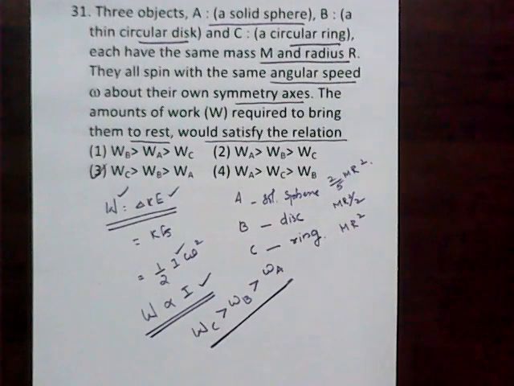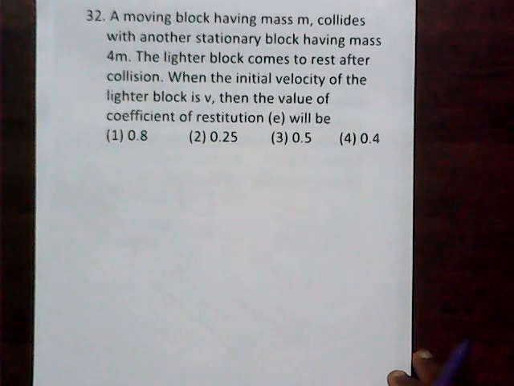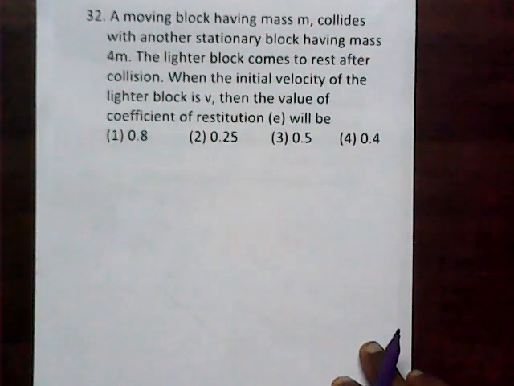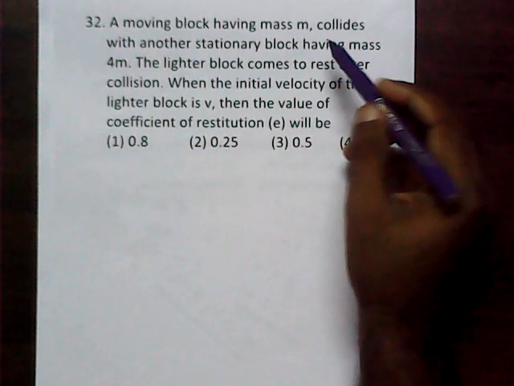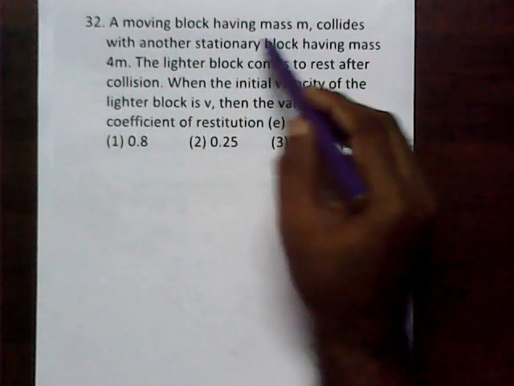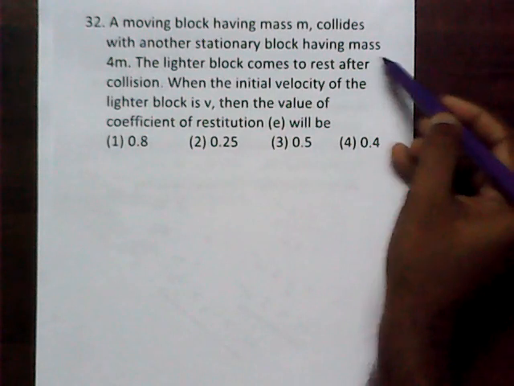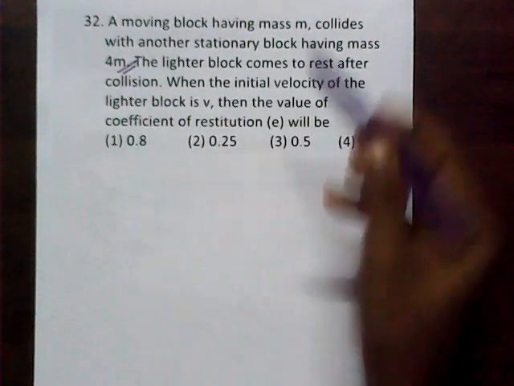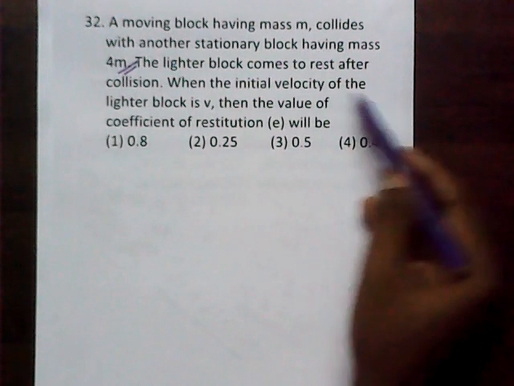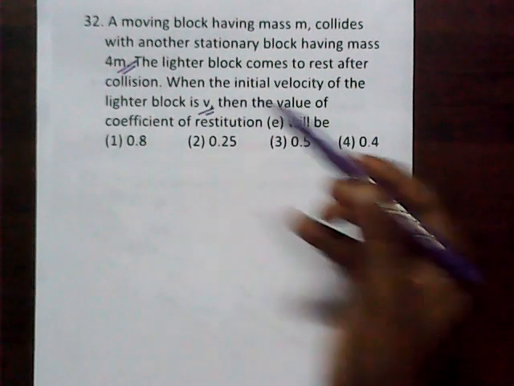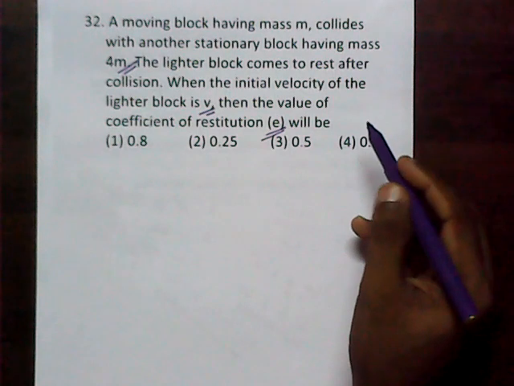A good concept. Number 32. A moving block. That concept is very important, especially the collision. A moving block having mass m collides with another stationary block having mass 4m. The lighter block comes to rest after collision. When the initial velocity of the lighter block is v, then the value of coefficient of restitution will be?